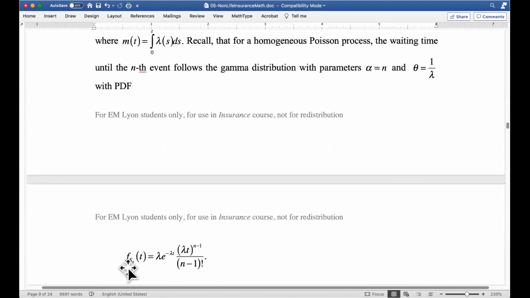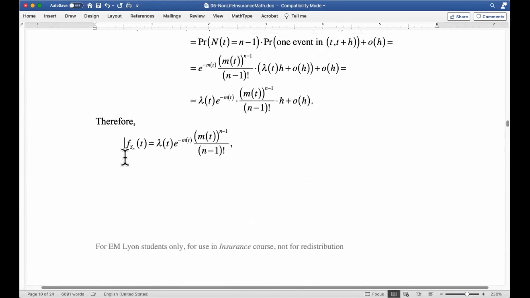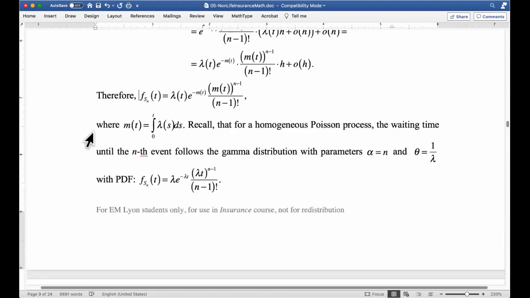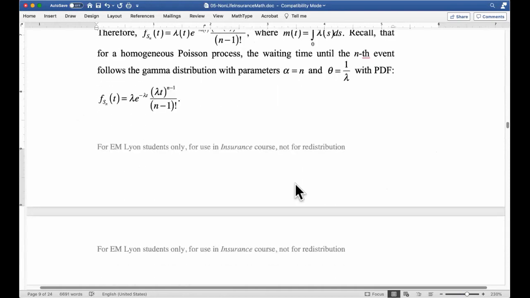I'm trying to move this to the previous page, and this thing didn't make it easy. Okay, that's better.